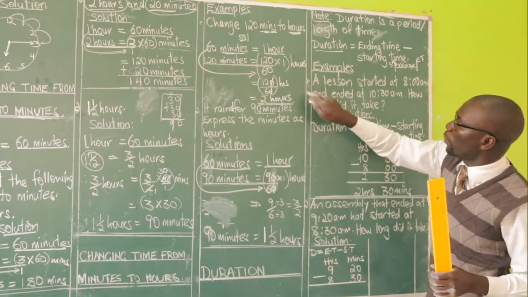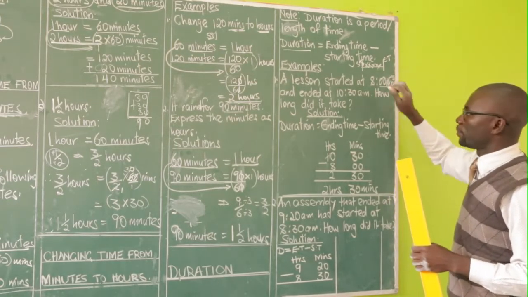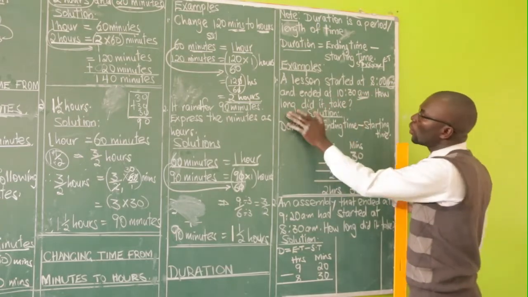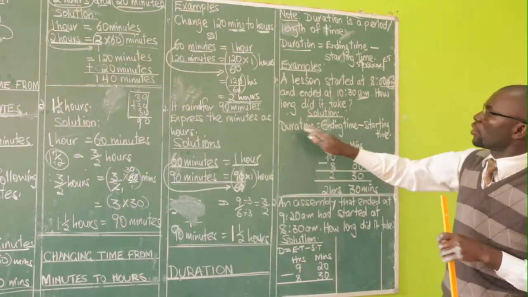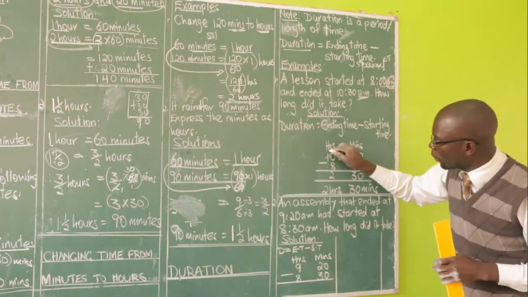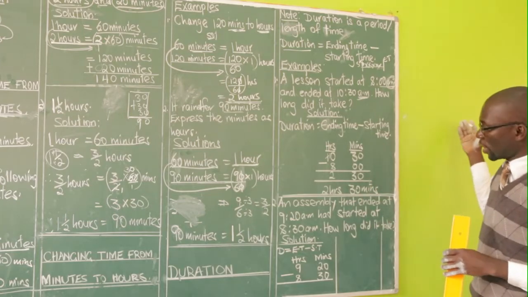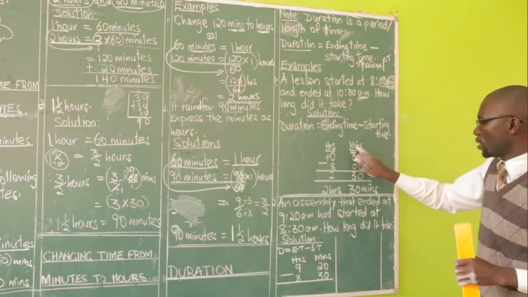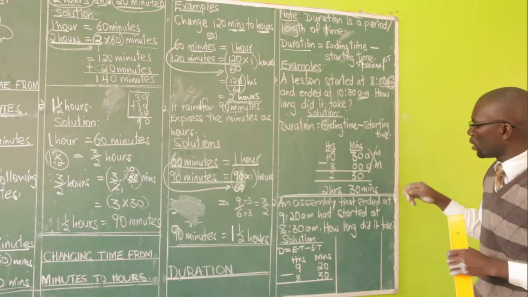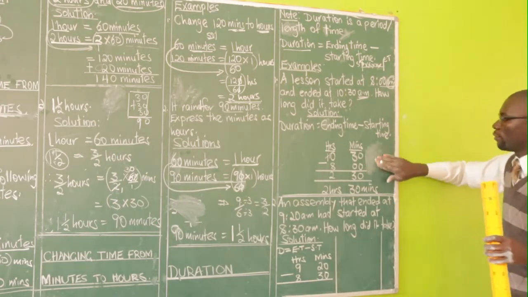Now, examples. Number 1, a lesson started at 8 a.m. This was, remember, this is morning time. And ended at 10:30 a.m. Still morning time. How long did it take? So we shall say duration is ending time minus starting time. Now, when you are writing here, put here hours and minutes, because I told you duration is measured in hours, minutes, and seconds. So when you put hours and minutes, don't put AM. These ones are not needed here. You shouldn't include them. So just forget all about that.